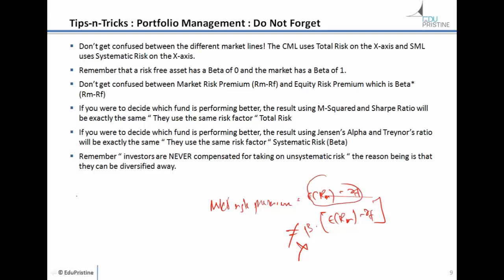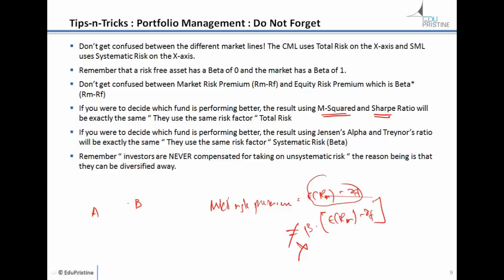Now, if I wanted to decide which fund is performing better, then the result derived using the M squared measure and the Sharpe ratio has to be the same, which means that if M squared return suggests that fund A is performing better compared to fund B, then Sharpe ratio must also suggest the same. If that is not the case, then I have made some mistake while doing the computations.